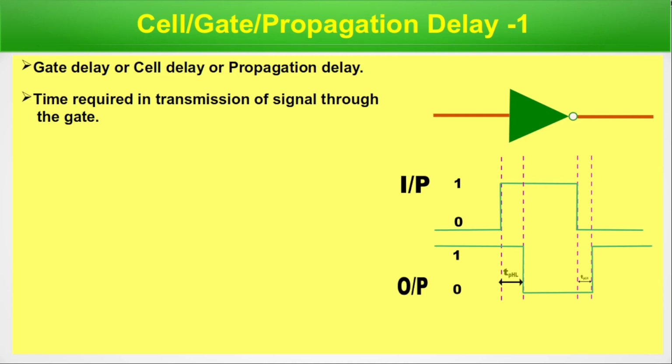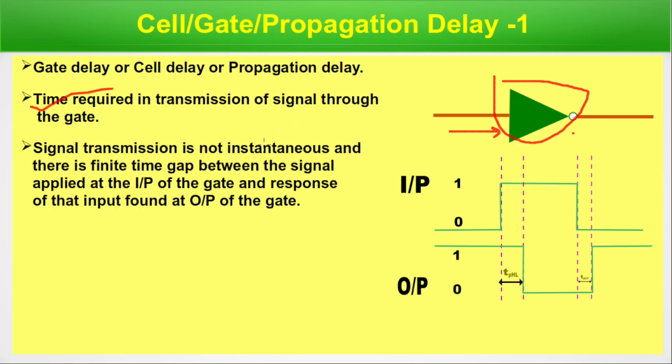The first one is cell or gate or propagation delay. That is basically the time required in transmission of a signal through the gate. If this is the gate, the signal will travel from this point to that point, and that will take some finite time. That is basically the cell delay.